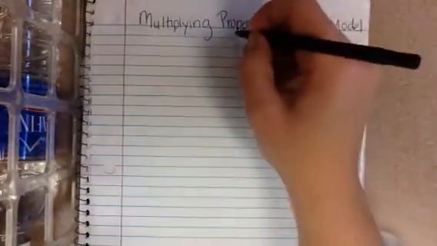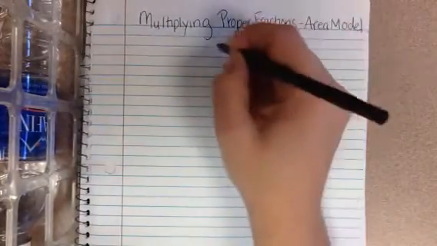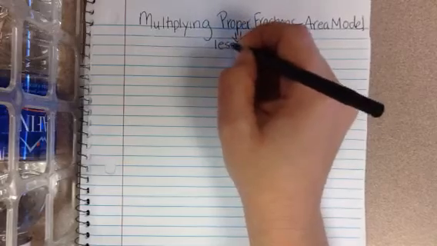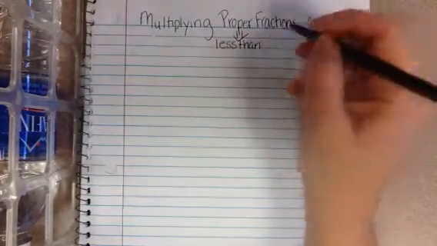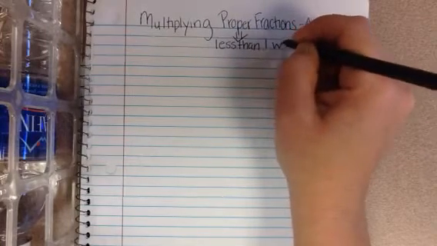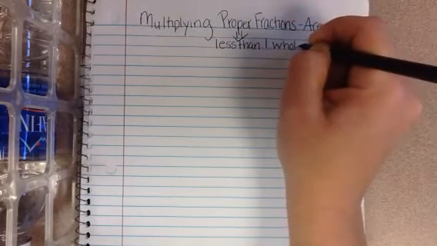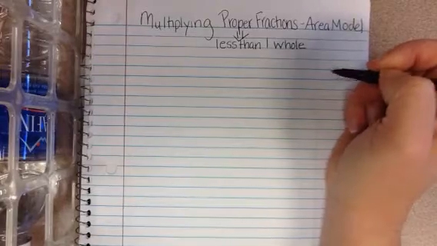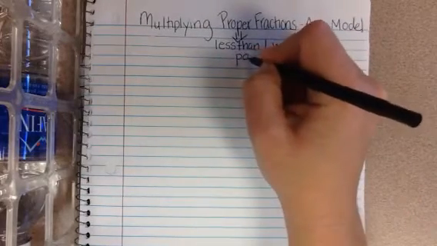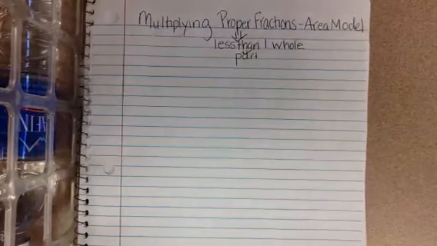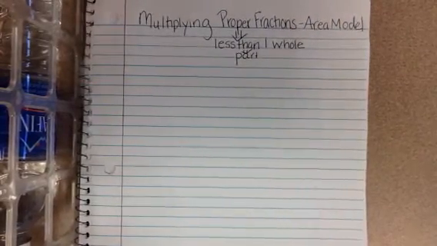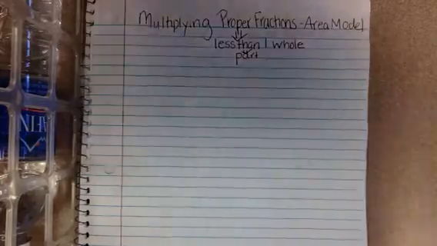What does proper mean? Proper means less than one whole. So a proper fraction is anything less than a whole. So a part, that's what proper fraction means. Less than a whole, a part. So you do not have to have this paper. We're going to read it, circle it, and then do it on our notebook.